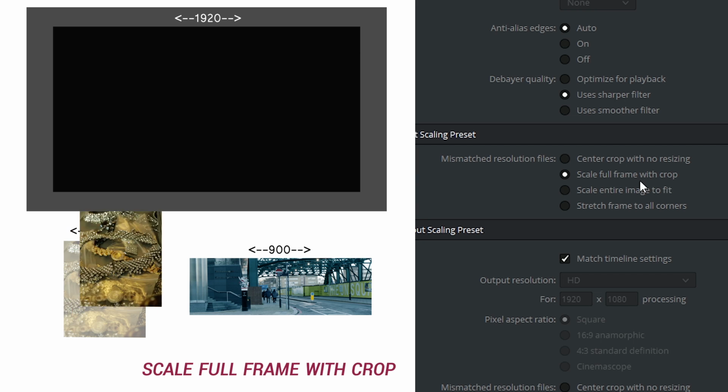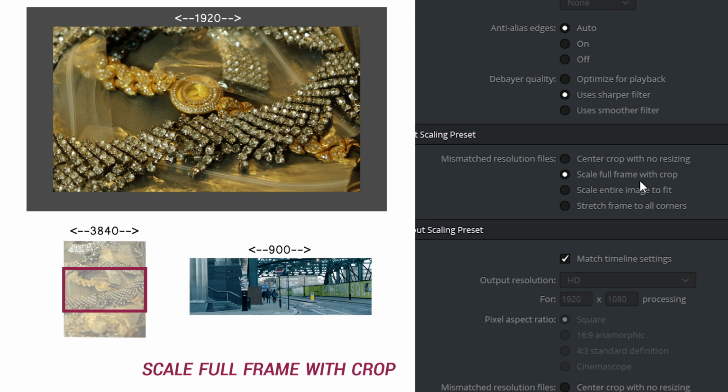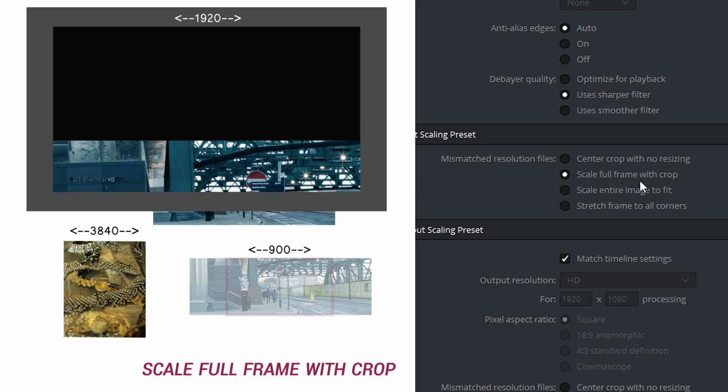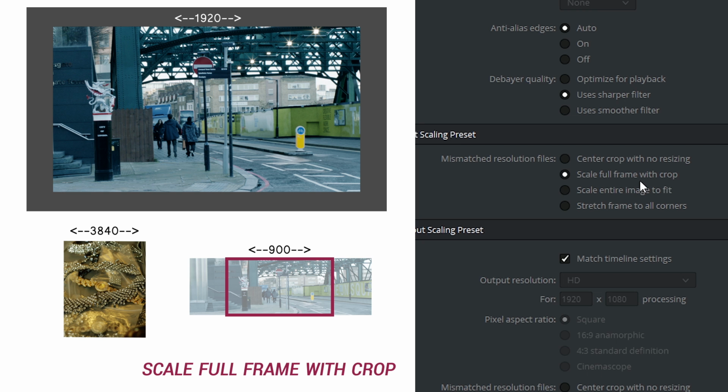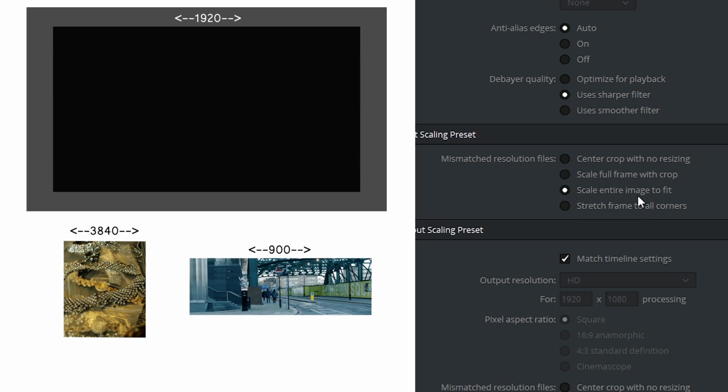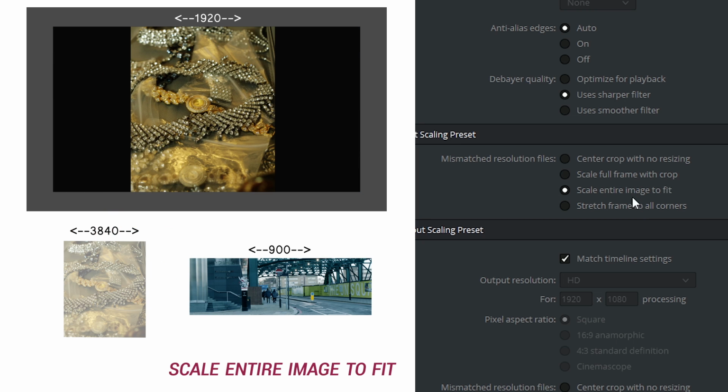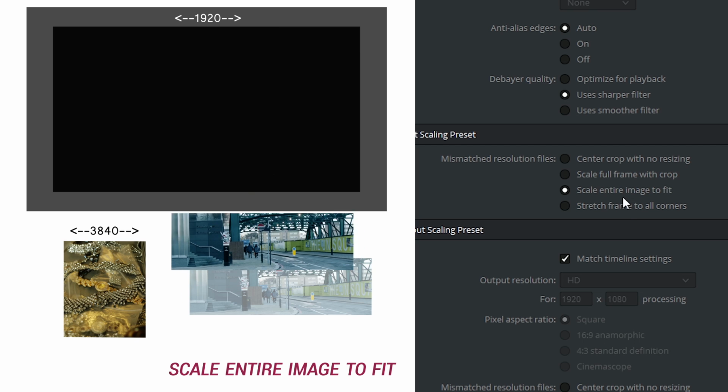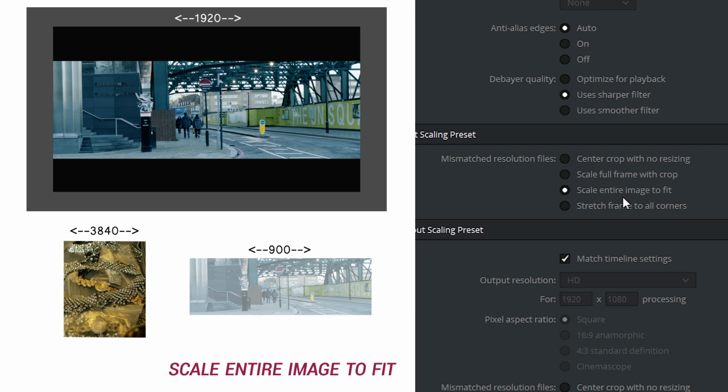Scale full frame with crop implies that the shortest dimension of your image or video will be scaled to full size and any additional media cropped. Scale entire image to fit is the default selection. It implies that the longest dimension will be scaled to fit your screen, and if the ratio of the image does not equal your screen, you will end up either with a pillar boxing effect, which is blanking on either side of the image, or with letterboxing at the top and bottom.